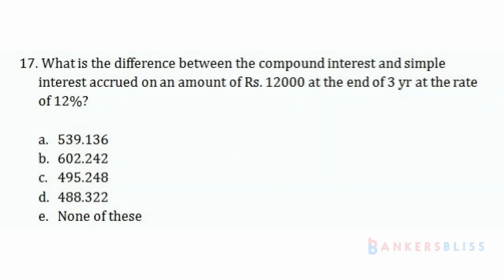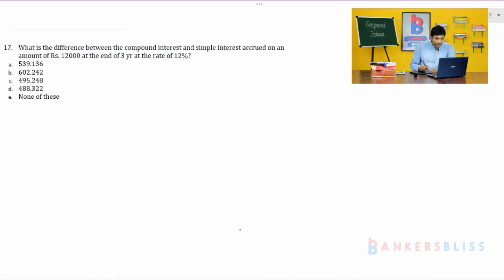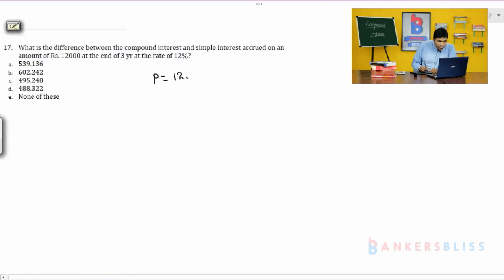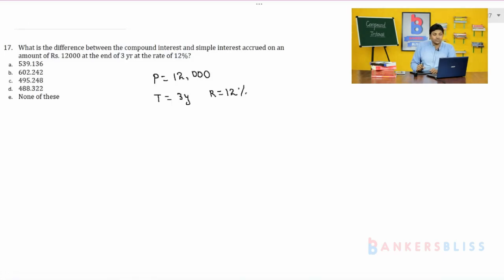Problem number 17. What is the difference between the compound interest and simple interest accrued on an amount of rupees 12,000 at the end of 3 years at the rate of 12% per annum? See here, they have given the principal amount: rupees 12,000. The time period is 3 years and the rate of interest is 12%. You have to calculate the difference between the compound interest and simple interest for 3 years.